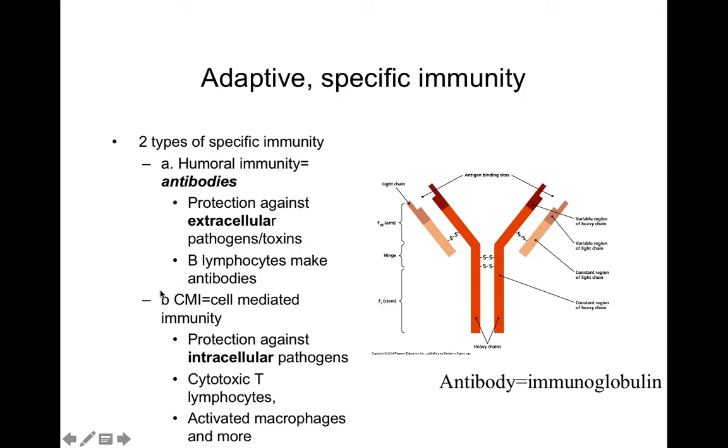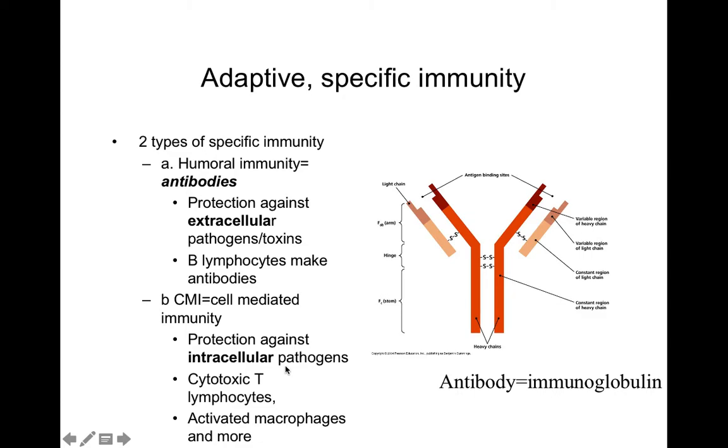The second arm of adaptive immunity that we'll be discussing is called CMI, for cell-mediated immunity. This is the arm of adaptive immunity that can protect us against intracellular pathogens, right? Remember, viruses have to get inside our cells to replicate. There are other microbial pathogens that can get inside our cells and replicate. You'll recall those facultative intracellular parasites or pathogens that can live within our phagocytic cells. So CMI is going to help protect us against those intracellular pathogens.